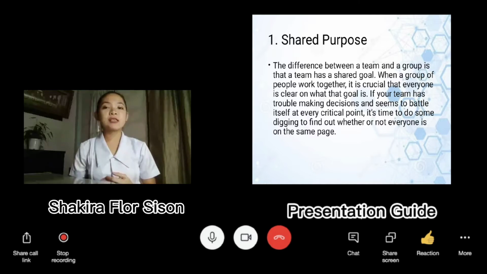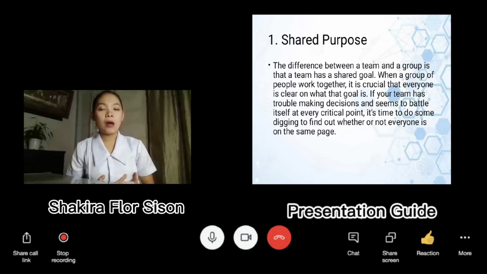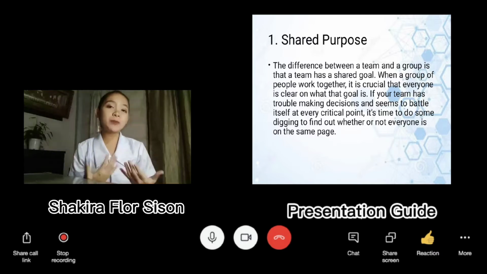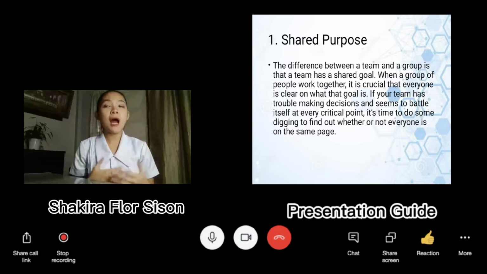So first is the shared purpose. The difference between a team and a group is that a team has a shared goal, while when a group of people work together, it is crucial that everyone is clear on what the goal is. If your team has trouble making decisions and it seems to battle itself at every critical point, it's time to do some digging to find out whether or not everyone is on the same page.